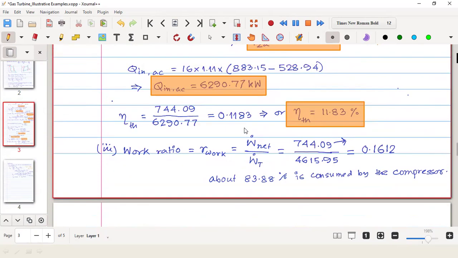And in the case of the ideal one, per unit mass, if you divide both by 16, you will get about 46, roughly 46 kilojoule per kg, and this is roughly about 393.1. You see the difference.